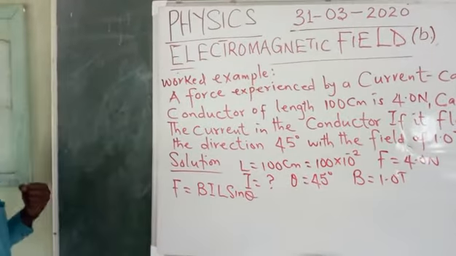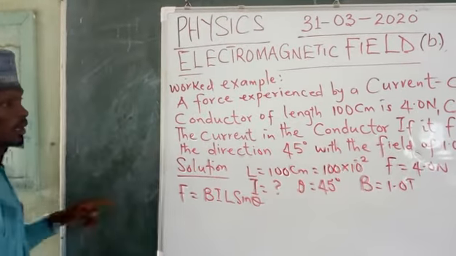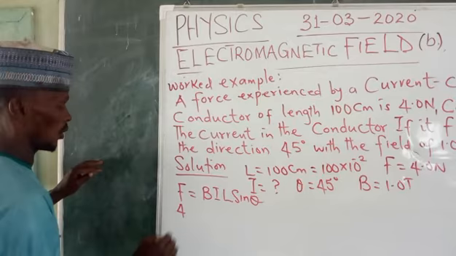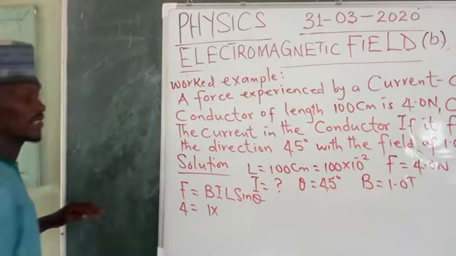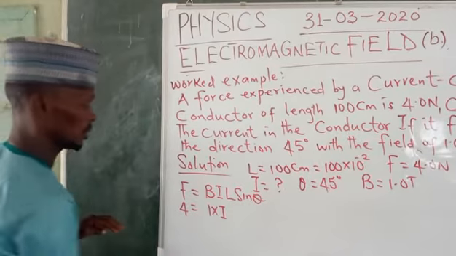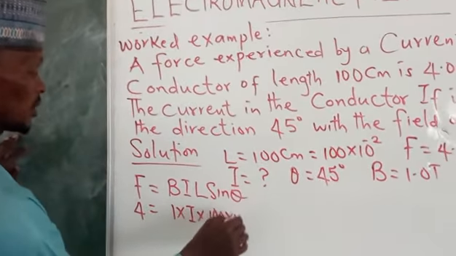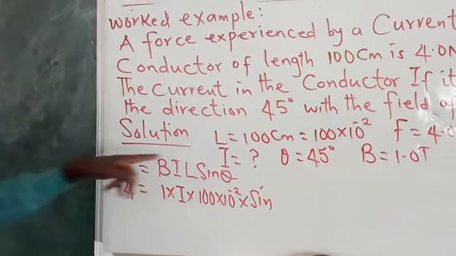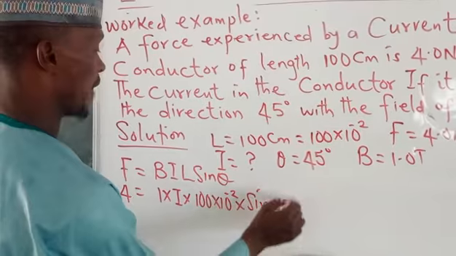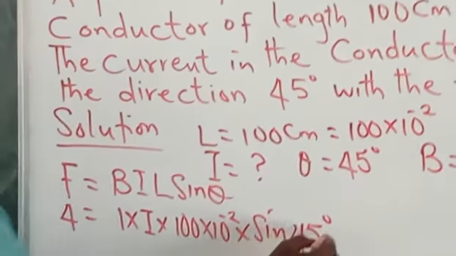Here is the example. The force experienced by a current carrying conductor of length 100 centimeters is 4.0 Newton. Calculate the current in the conductor if it flows in the direction 45 degrees with the field of 1.0 Tesla. Now here is the solution.